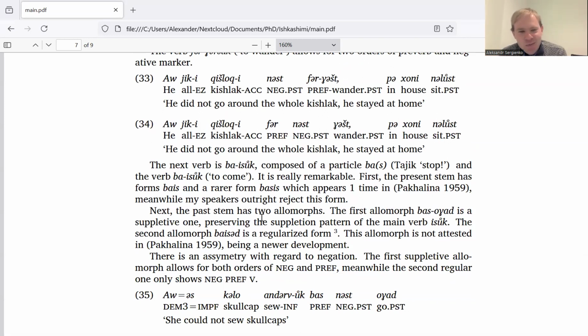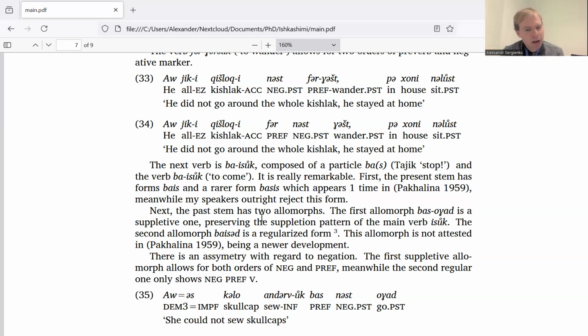It is by suk. And I really like this verb. It's really remarkable. First, there is some variation in the present tense, because in the present tense, it's not basisuk, but it's mainly baisuk. And like in modern language, it's certainly baisuk in the present tense. And so I've seen bas is like one time in Pakhalin 1959, and I have not seen it in the Yaroslavl corpus, and my speakers reject the form bas is.